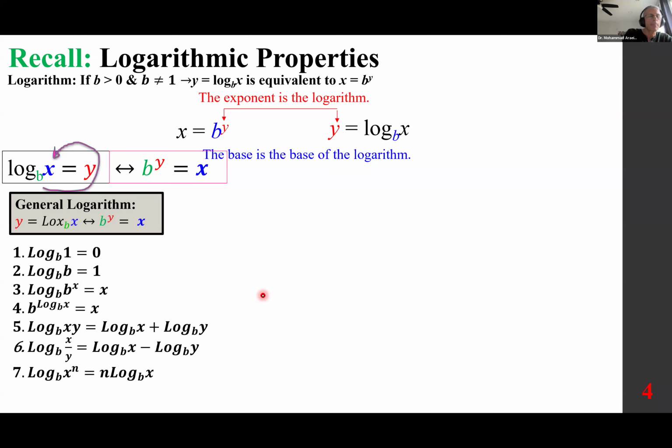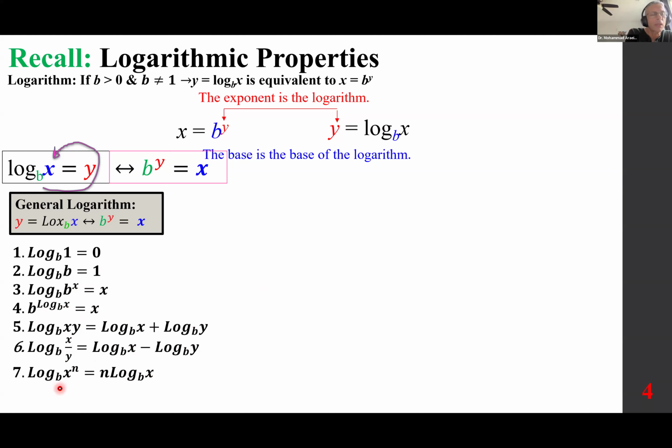It gives rise to the following properties of logs. Log 1 base b is 0, log b base b is 1, log base b of b to the power of x equals x, b to the power of log x base b equals x, log of x y equals log x plus log y, all of them base b, log of x over y equals log x minus log y base b, and log of x to the power of n is n log x, all of them base b.